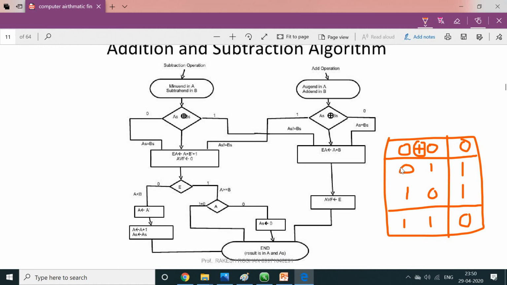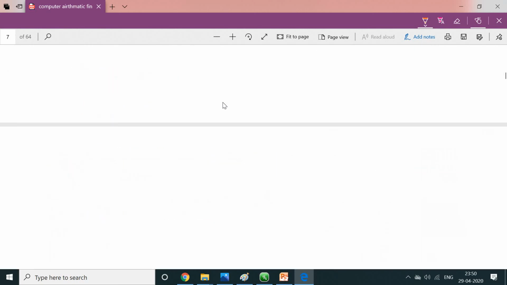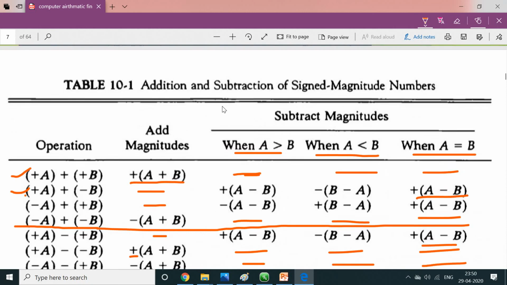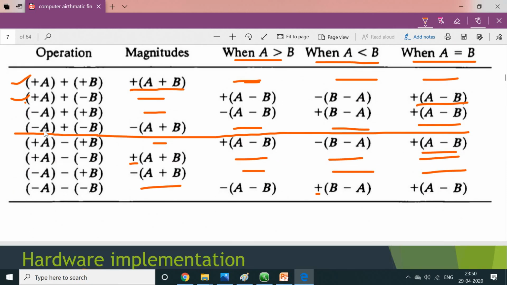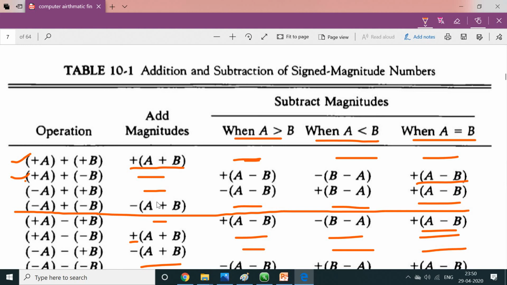So in the second case, if it is either 0 1 or 1 0, AS and BS are not equal. If they are equal, the XOR is 0, either the 0 0 case or the 1 1 case. In this tabular form, here both are positive numbers, here both are negative numbers, that indicates the sign is common, so it will perform the addition operation, A plus B. In this case both are positive, so we are going to perform the addition operation.